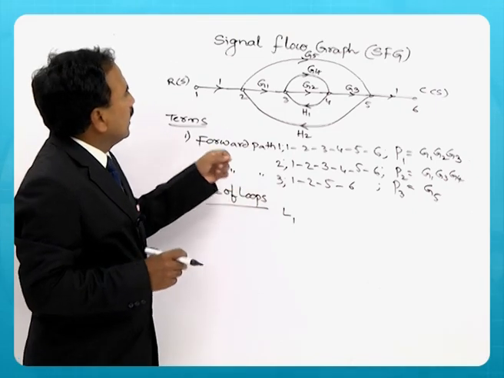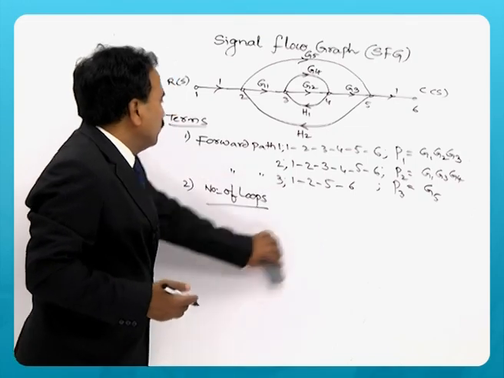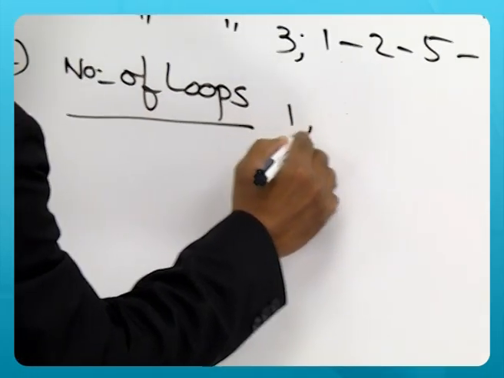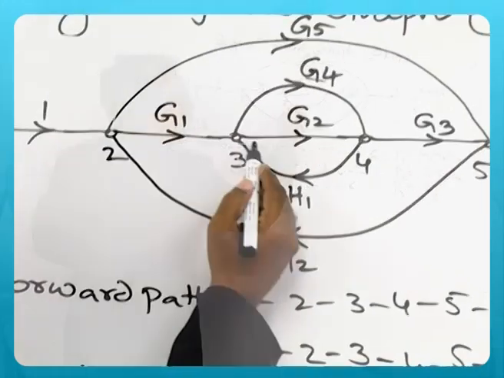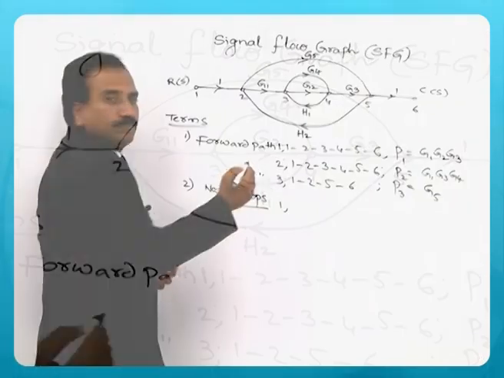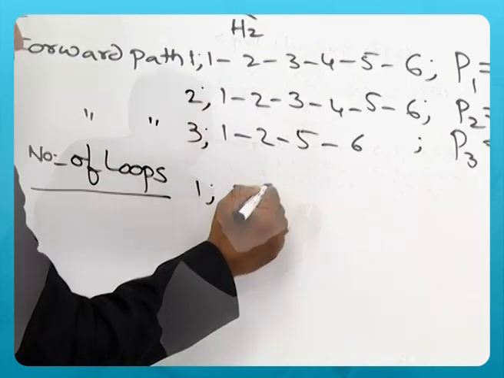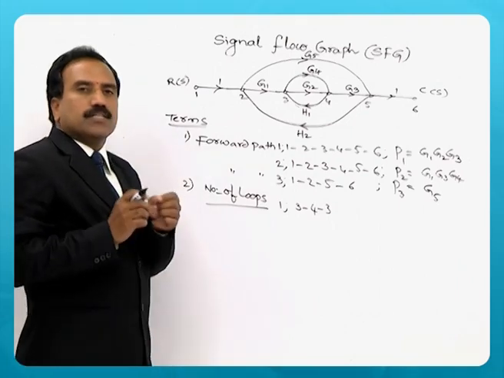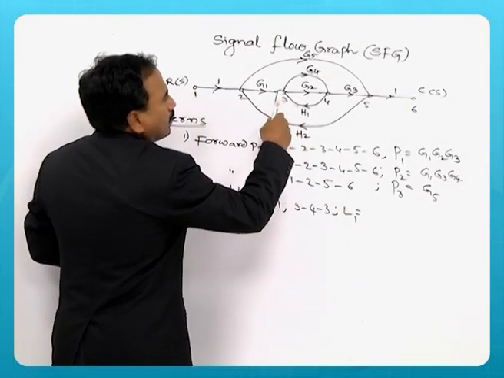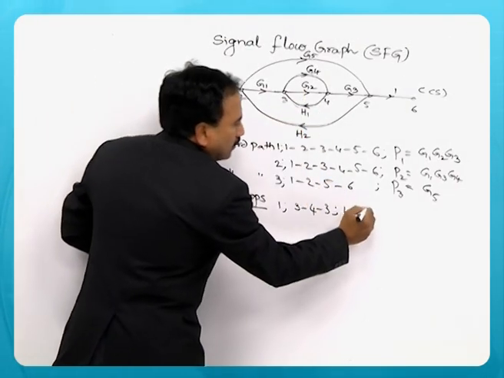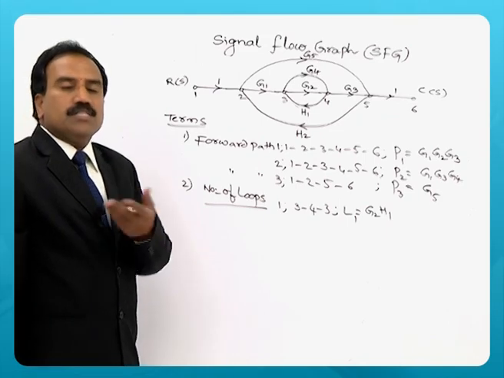So if you see here, what are the loops? Let us identify the number of loops. So, loop 1, you can see this 3, 4, 3. This arrow goes this way, then it comes back. So it is a closed path connecting 3 and 4 and coming back. So 3, 4, 3 is the path of closed loop 1, whose gain is the product of G2 and H1. Now, you can see the second loop.